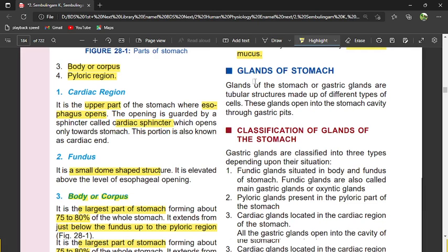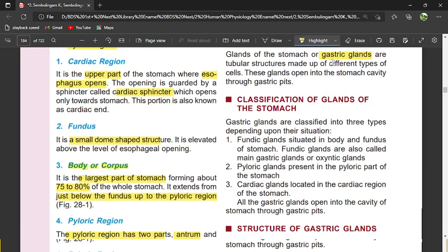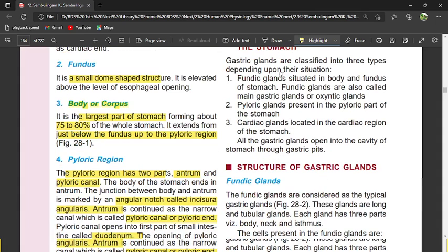Next, the glands of the stomach. The glands of the stomach are known as gastric glands. They are tubular structures made up of different types of cells. These glands open in the stomach at regions called gastric pits. Where the gastric glands open in one region is known as a gastric pit. Now, the classification of these glands: gastric glands are of 3 types.